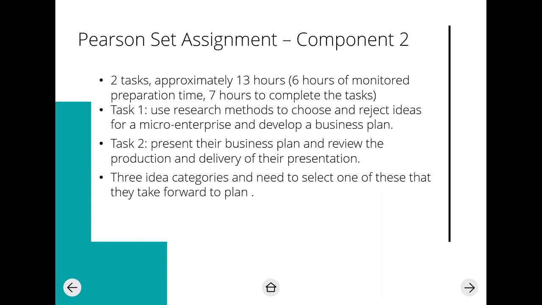Task two is this whole production, delivery, and review. And that's split into two parts. The first part is for the production and delivery of the presentation, and the second part is for their review. And it's a self-review now. It doesn't require an audience anymore, doesn't require answering questions or anything along those lines. It does require them to video themselves because they have to watch themselves back to be able to review how they did in their presentation.